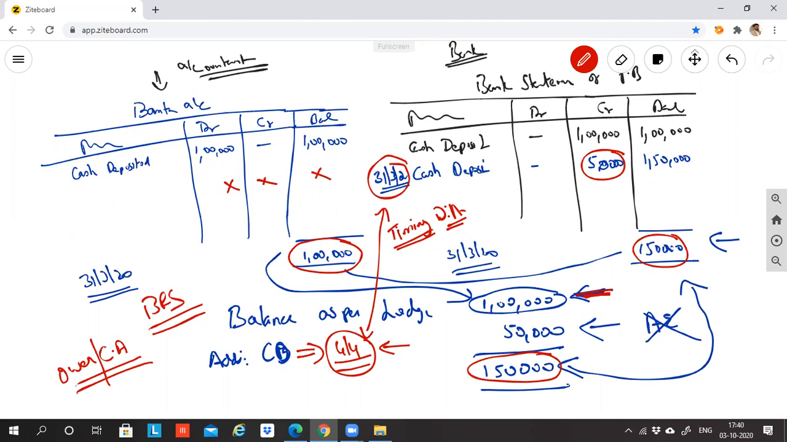You guys are able to follow? So now there is a difference. How do we resolve a difference? So BRS is prepared to resolve the difference, to explain to the accountant and owner, sir, we are also not wrong and the banker is also not wrong.